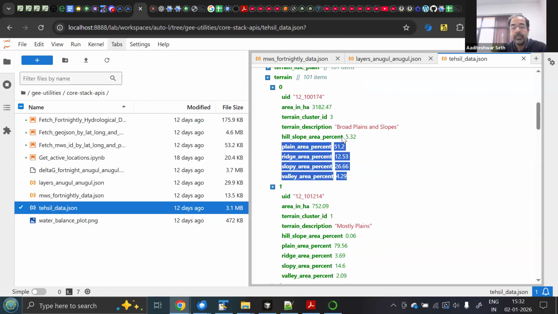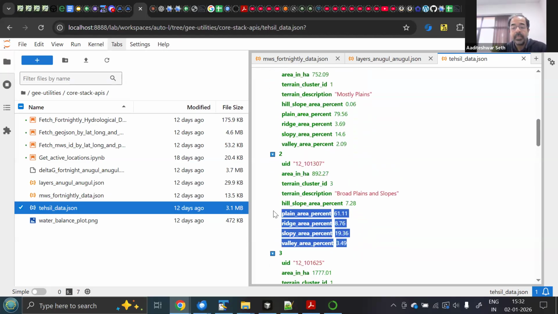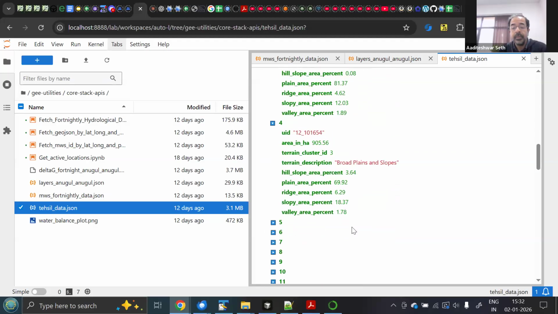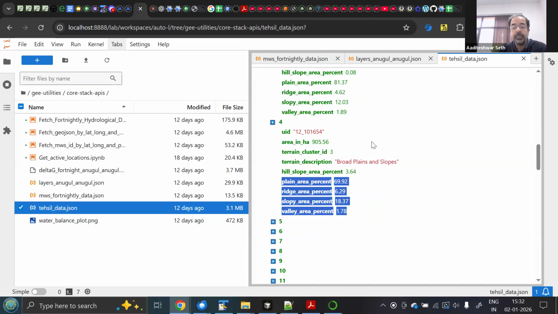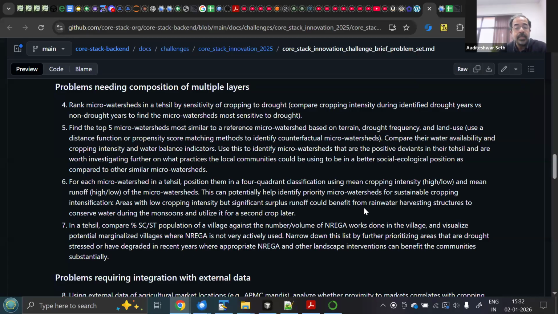Similarly, a lot of these we are saying have a mix of plains and slopes. So a lot of these percentages are similar in microwatersheds labeled as broad plains and slopes. So that's what we're saying: can we find, for any microwatershed, other similar ones? And similar in terms of what? Maybe in terms of terrain, maybe also in terms of drought frequency. The terrain is similar, the drought occurrence is also similar, and land use is also similar, the percentage of area which is built up or under trees or under crops.